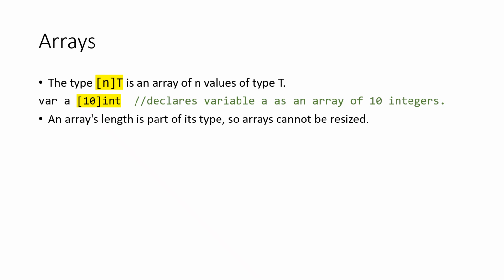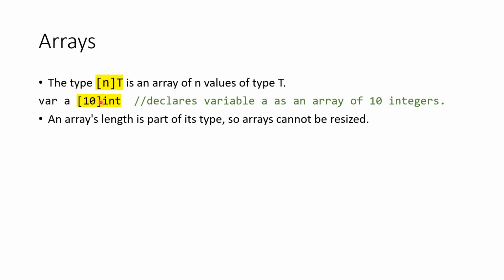Let's start with arrays. Recall that an array is a data type that represents a list of values of the same type. In Golang, the syntax to specify an array data type starts with the array size enclosed in square brackets and followed by the data type of the array elements. So the type [n]T is an array of n values of type T. For example, [10]int is the data type for an array of 10 integers.